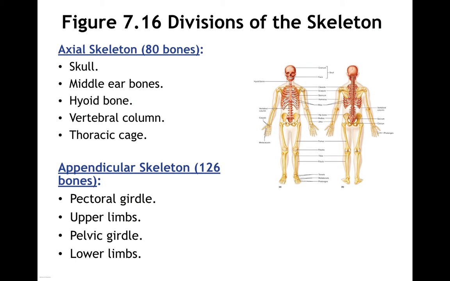So the axial skeleton is made up of approximately 80 bones. It'd be the skull, the bones in the middle ear, the hyoid bone, the vertebral column, and the thoracic cage. Whereas the appendicular skeleton would be approximately 126 bones, which would include the pectoral girdle, the upper limbs, the pelvic girdle, and the lower limbs.